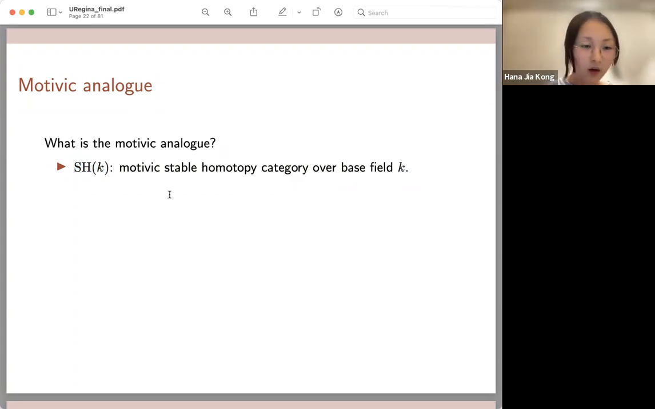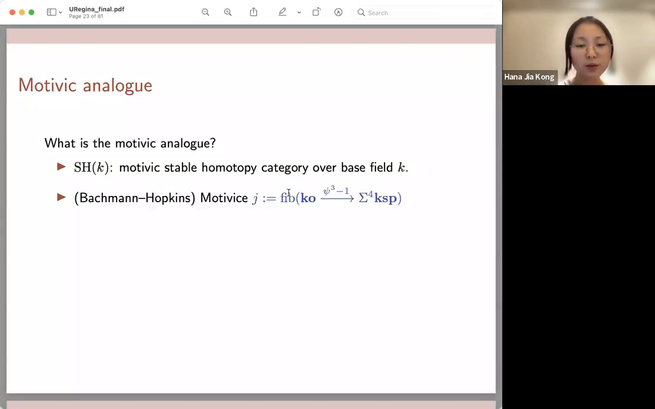Okay, so in this category, if we want to do the motivic analog, then of course we want to make the analog of this definition of classical J.